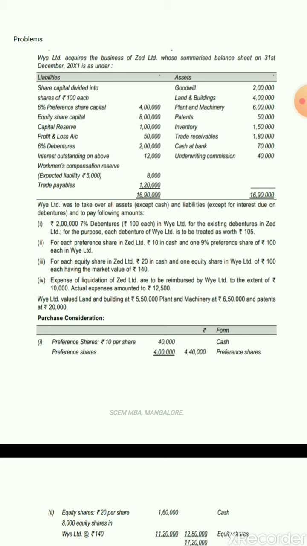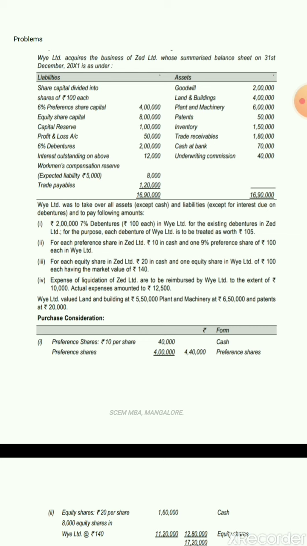Then we have capital reserve, profit and loss account, 6% debentures, interest outstanding on above, in the sense interest outstanding on 6% debentures. Then workmen's compensation reserve, within brackets they have given expected liability rupees 5000. Actually, it is a reserve, one of the reserves which we are maintaining in the business, but to this particular reserve there is a liability attached. The liability's worth is 5000. That is something we have to remember as well. Then we have trade payable. So, these are the various items on the liability side of the balance sheet.